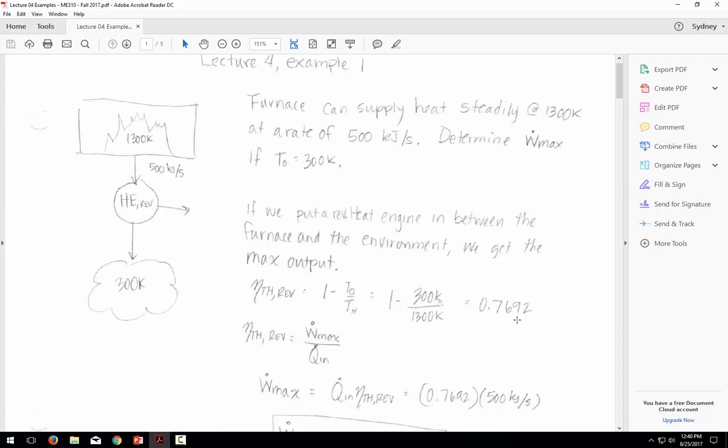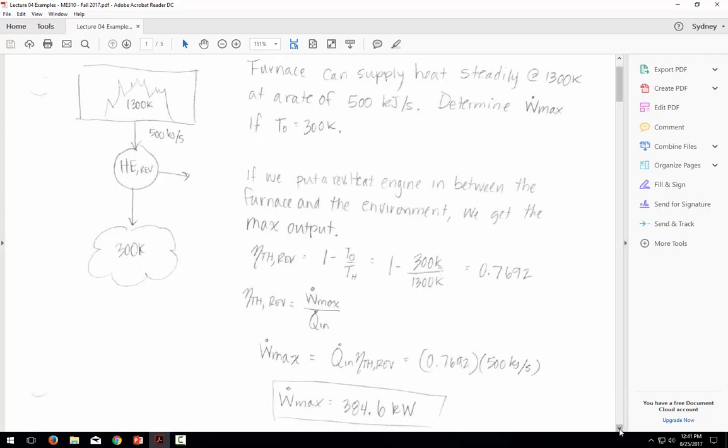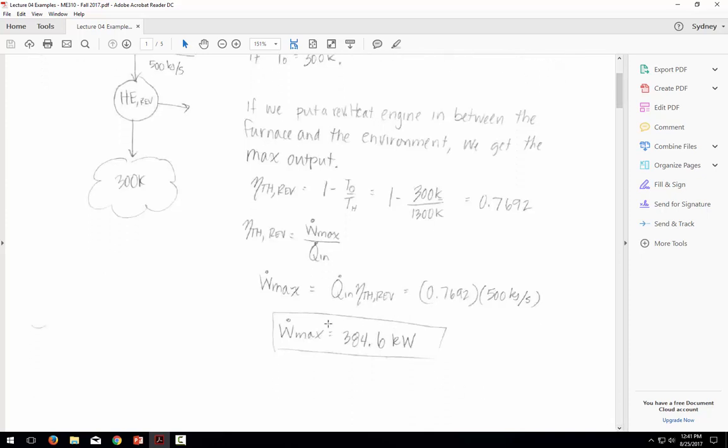76.9%. We also know that the thermal efficiency of a reversible heat engine is equal to W dot max over Q dot in. So we're told Q dot in, that the furnace can supply 500 kilojoules per second. This is not an energy term, this is power. So it's power over time, 500 kilojoules per second. So if we put that into our equation, we can find the max power output from this heat engine would be Q dot in times this reversible thermal efficiency. So we find that the max power output that we could obtain from that furnace is 384.6 kilowatts.